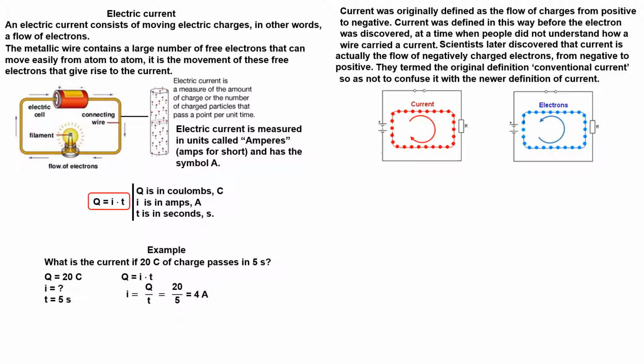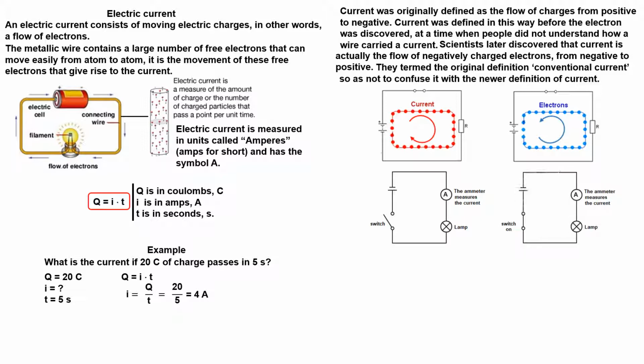Current is measured in amps, and the current flowing through a component in a circuit is measured using an ammeter. The ammeter must be connected in series with the component. Look at the diagram. When the switch is in the off position, there is a gap in the circuit, and the electrical current cannot flow. In the on position, the switch completes the circuit, allowing current to flow, and thereby lighting the lamp. The current flowing through the lamp is the same as the ammeter measures.